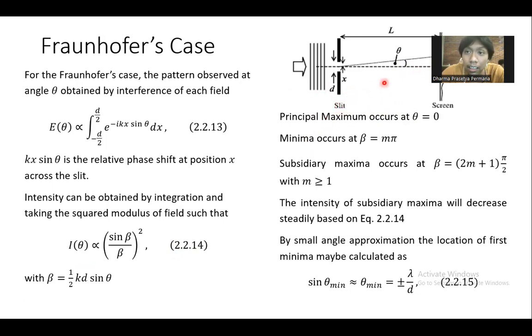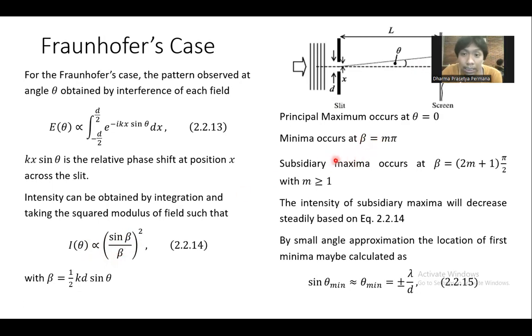The minima occur when beta is equal to m multiplied by pi. Why? Because if beta is m multiplied by pi, the sine function here will be equal to 0, right? And if the sine function is equal to 0, the intensity is equal to 0, which means that we don't have any light. It's dark. That's what we call the minima.